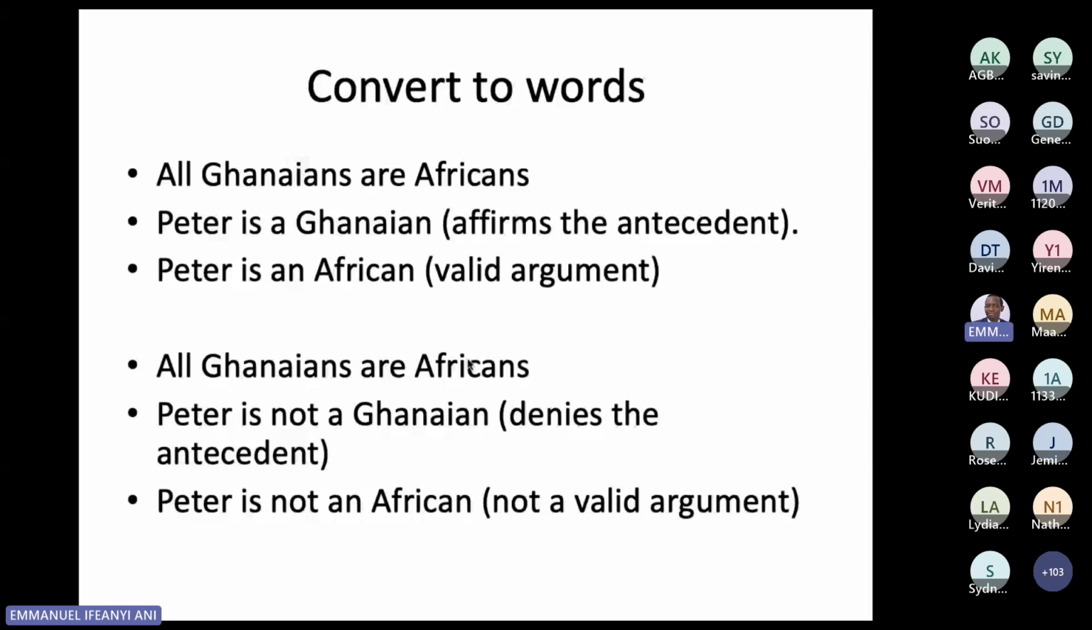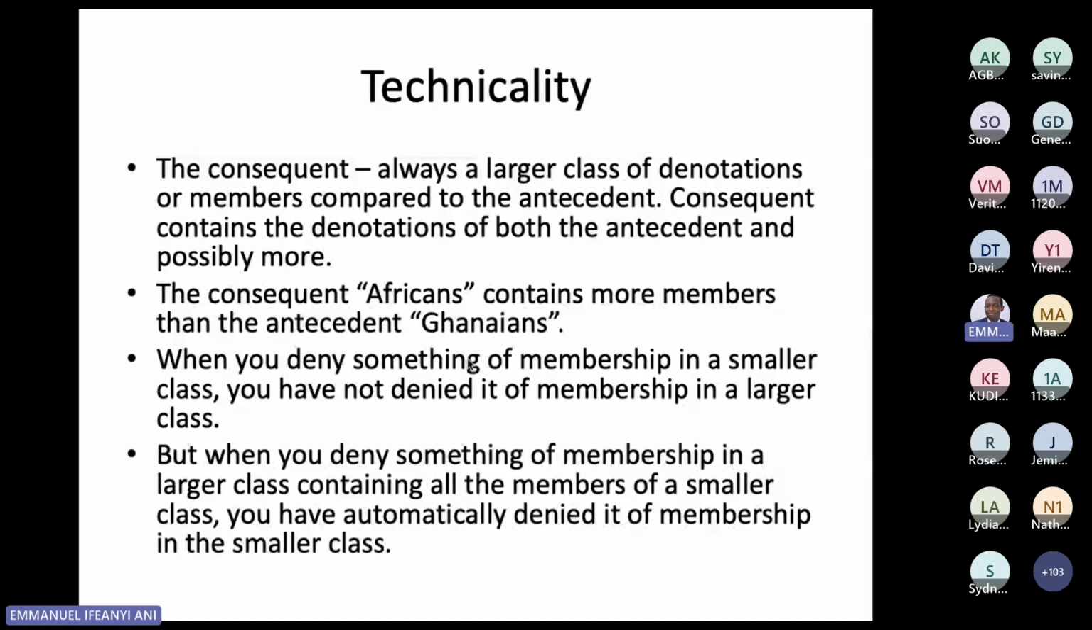Even before that, when you affirm something of membership in a smaller class, the class of Ghanaians, if you say Peter is a Ghanaian, then automatically he is also part of the larger class, Africans. But if you deny that Peter is a Ghanaian, if you say Peter is not a Ghanaian, as a way of denying that he's an African, then that's not a valid argument, because the class Africans is larger than the class of Ghanaians.